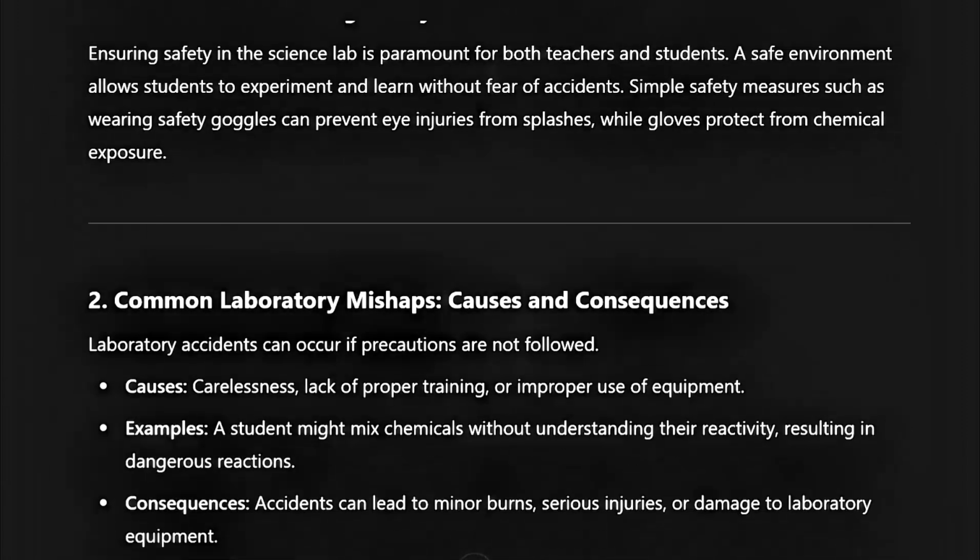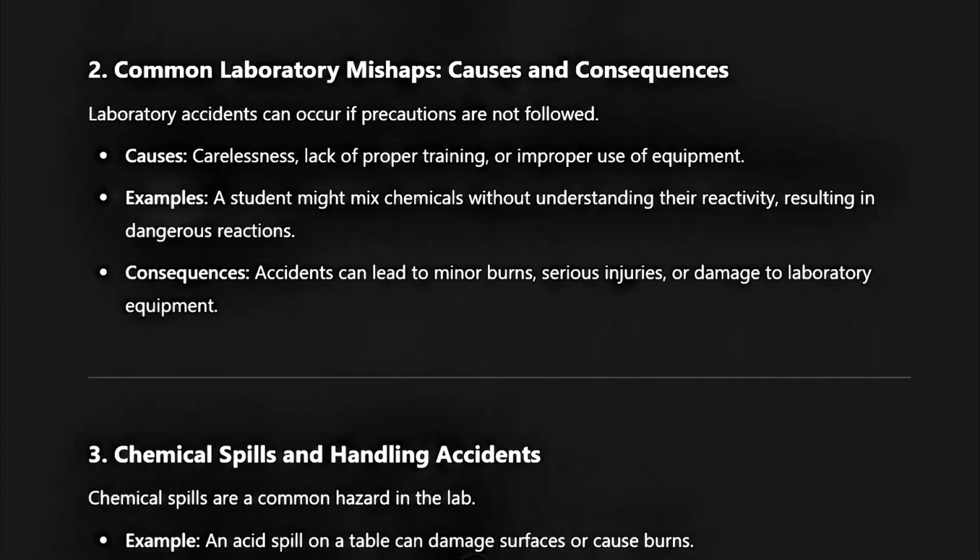2. Common laboratory mishaps, causes and consequences. Laboratory accidents can occur if precautions are not followed. Causes: carelessness, lack of proper training, or improper use of equipment. Examples: a student might mix chemicals without understanding their reactivity, resulting in dangerous reactions. Consequences: accidents can lead to minor burns, serious injuries, or damage to laboratory equipment.